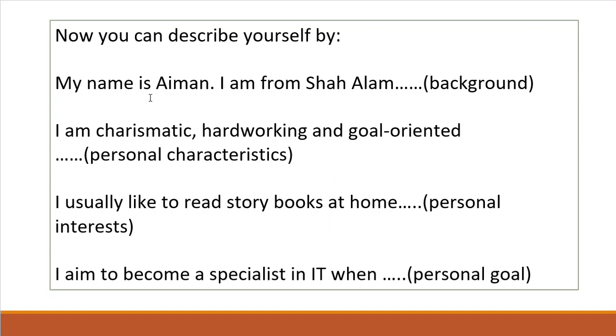So my name is Aiman, for example. I am from Shah Alam. I am charismatic, hardworking, and goal-oriented. I usually like to read storybooks at home, and so on. So that's how we use affinity diagram.